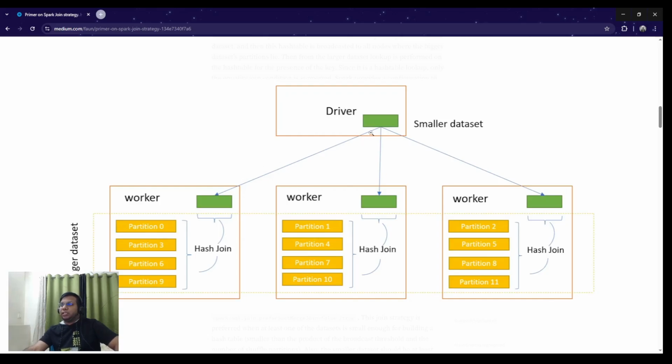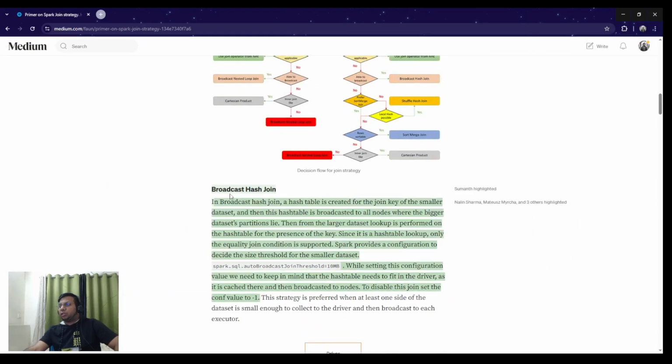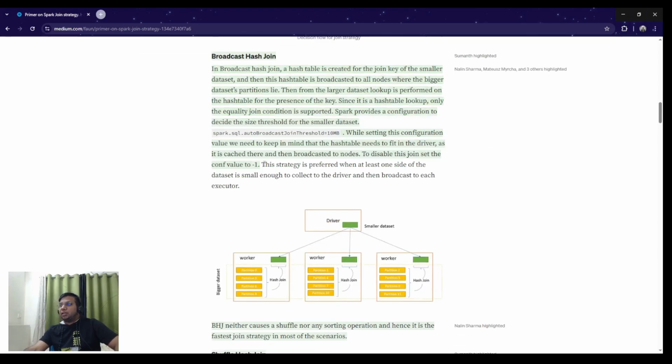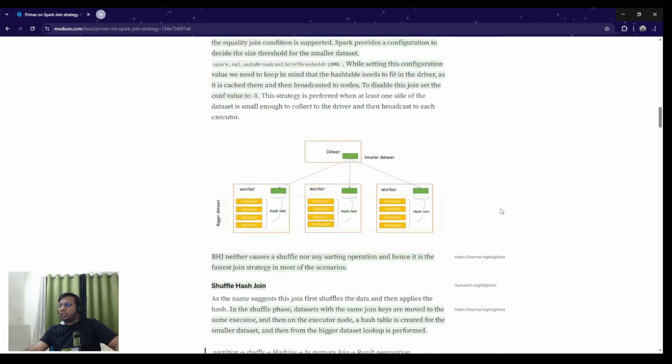So it will first send it to the driver memory, driver side, then the driver will broadcast it to each of the executors where the bigger table is already there, and then it will perform a hash join. So this is what broadcast hash join is. Again, there's a threshold and stuff like that.